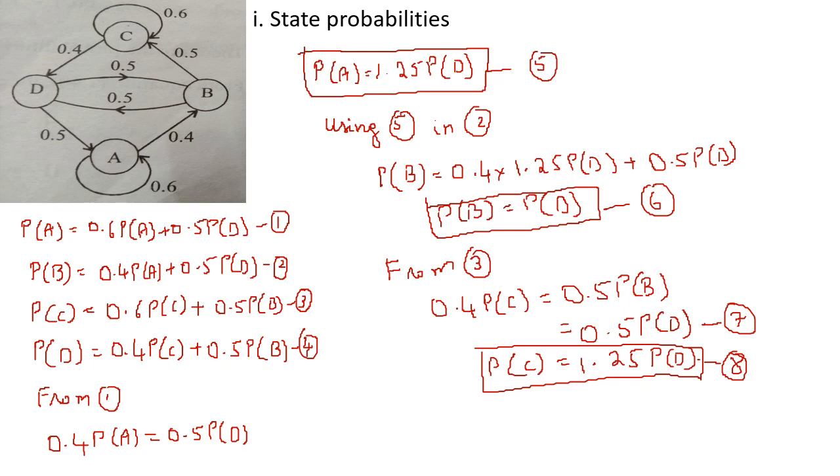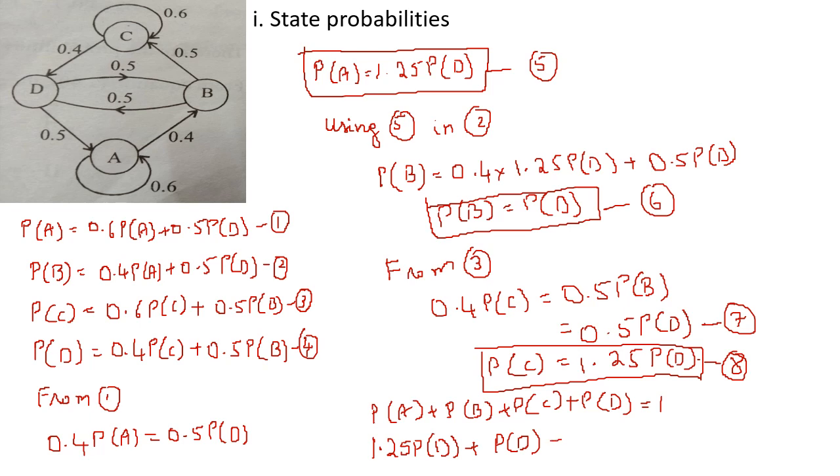Okay, now we know that P of A plus P of B plus P of C plus P of D is equal to 1. So we'll substitute P of A is nothing but 1.25 times P of D, and P of B is nothing but P of D, so 1.25 times P of D plus P of D plus 1.25 times P of D plus P of D is equal to 1.